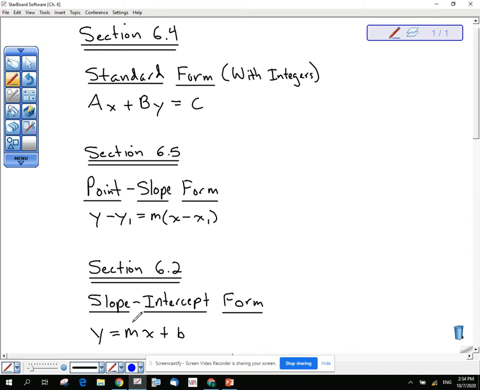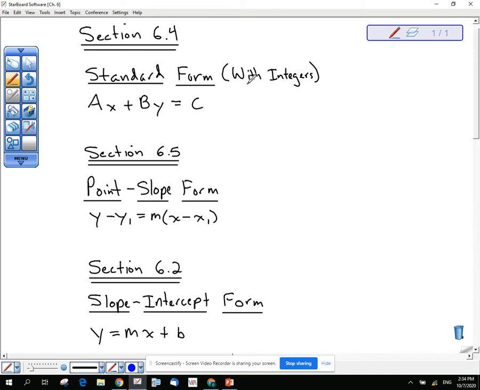So we're going to talk about standard form today in this video, we'll talk about point slope in the next video, and then we'll go back in the book and talk about slope-intercept form after we've discussed the other two. There isn't one that's more important than the other. They're all three important. Okay, so today we're talking about standard form.